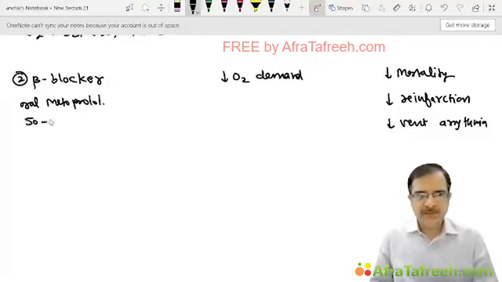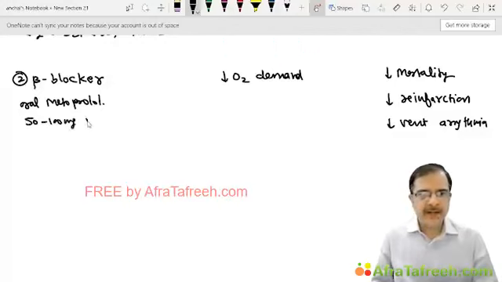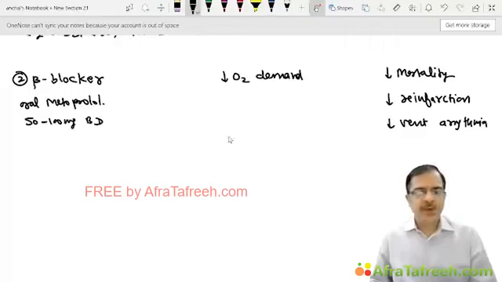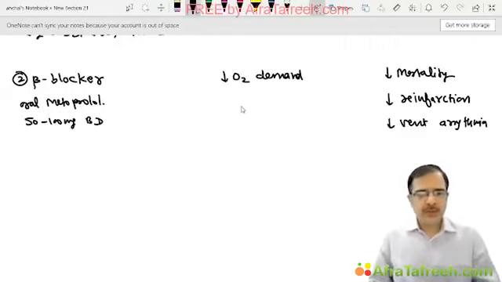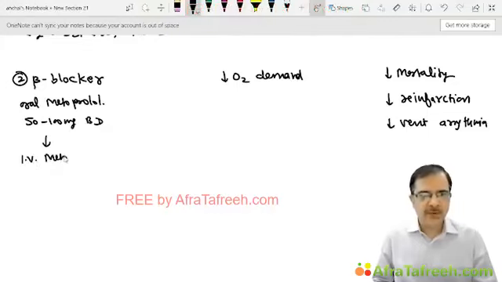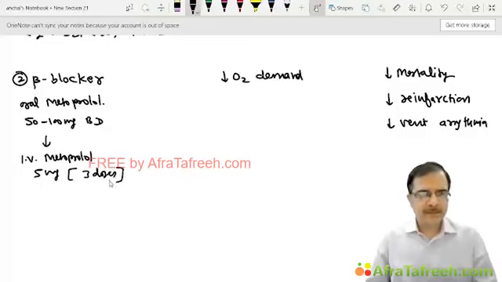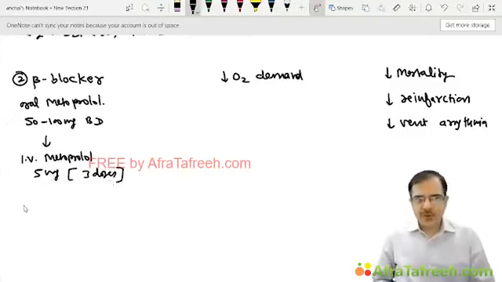Oral metoprolol can be given here. The dose can be 50 to 100 milligram BD. Or if oral metoprolol is not able to take care of the tachycardia, then it can be followed by intravenous metoprolol, 5 milligram, 3 doses can be given.